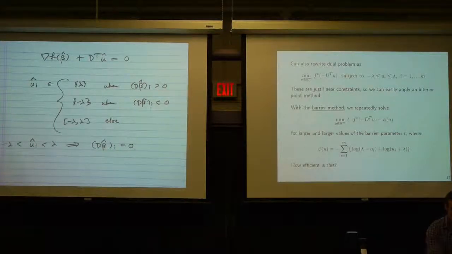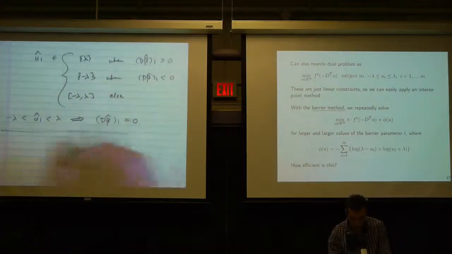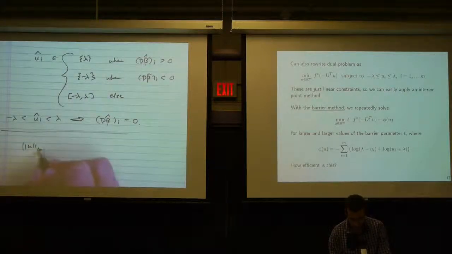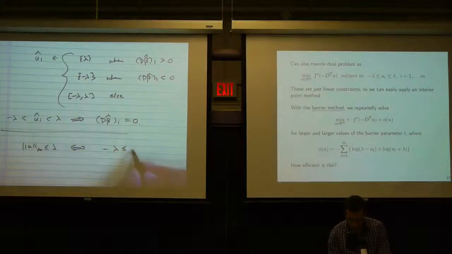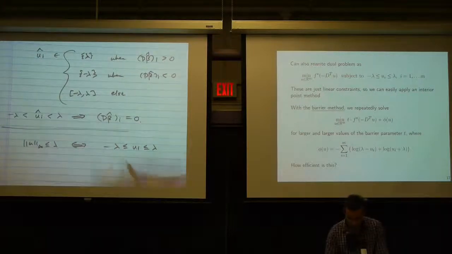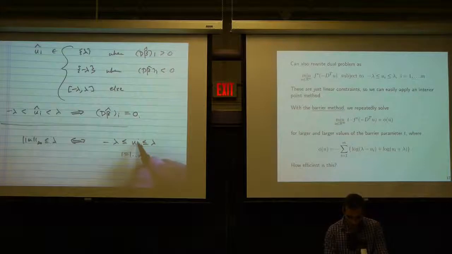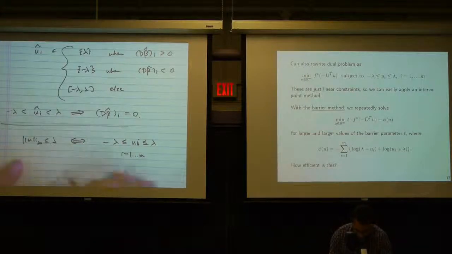Okay, here's another one, like what you did in the homework. We're going to rewrite that L infinity constraint. This is the same thing as saying that I have ui between lambda and minus lambda for each i. And now I'm going to write a log barrier function that looks like this.